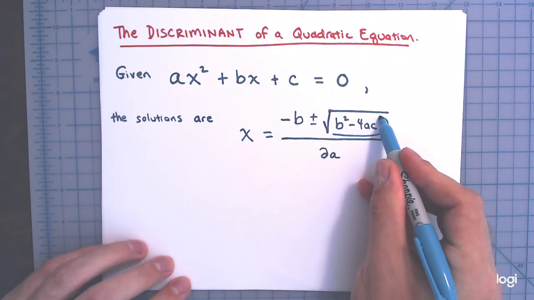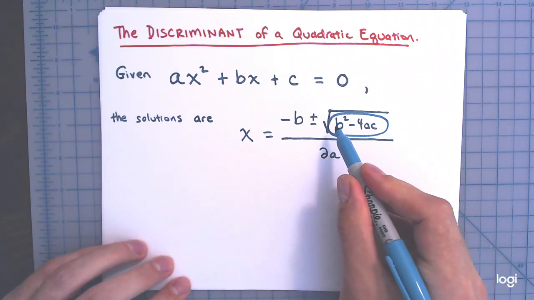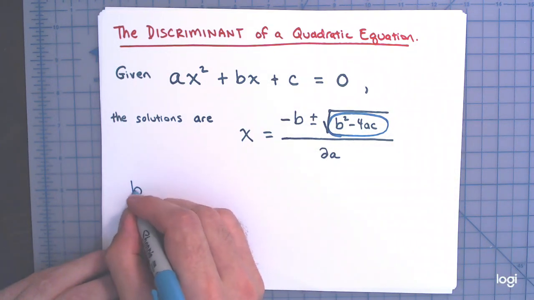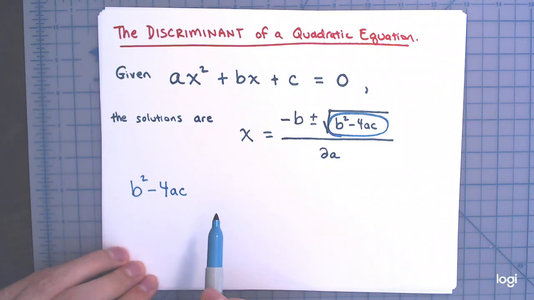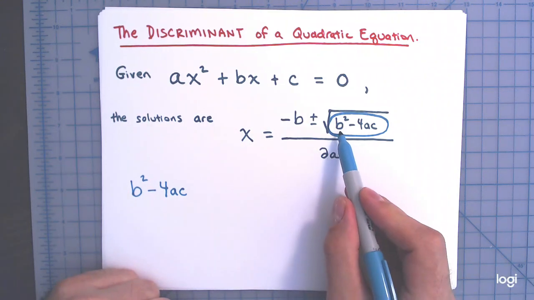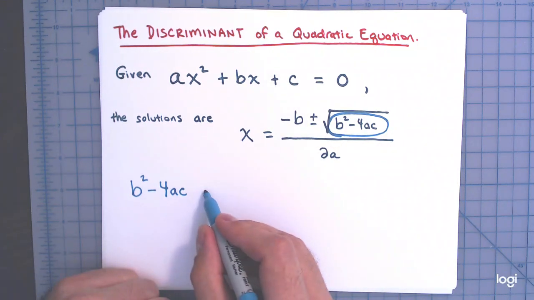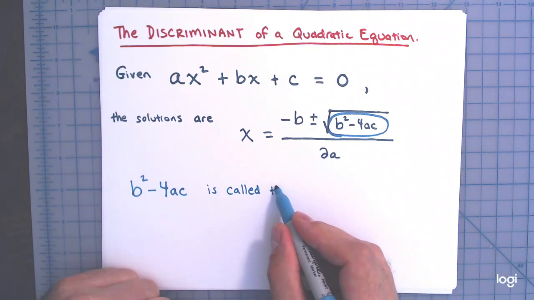I'm going to put it in a circle or an oval. I'll circle it: the b squared minus 4ac underneath the square root. That's going to help us determine the nature of the solutions. It'll help us discriminate among the possible types of solutions. So they call this radicand, the b squared minus 4ac, this expression, this value, the discriminant.